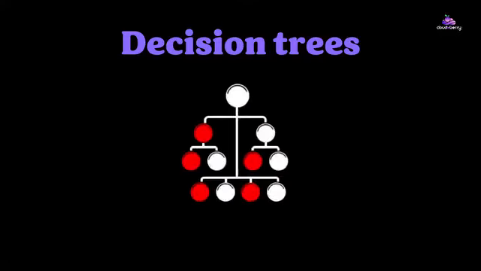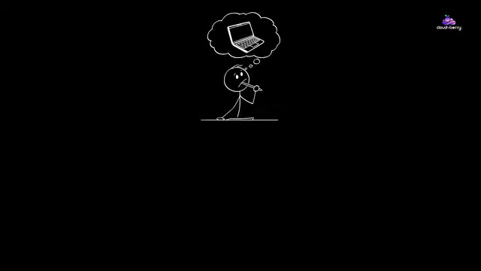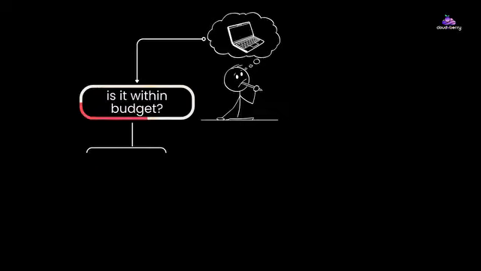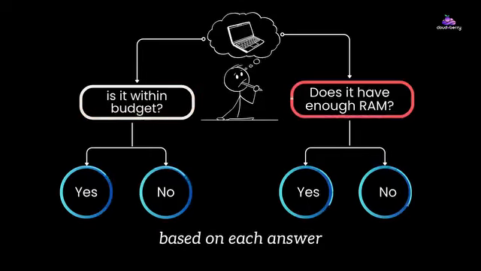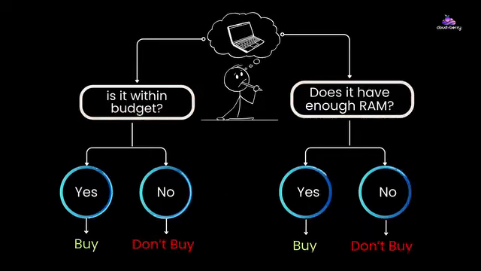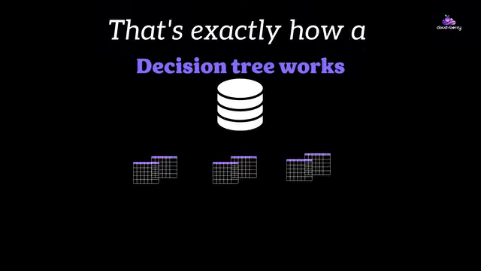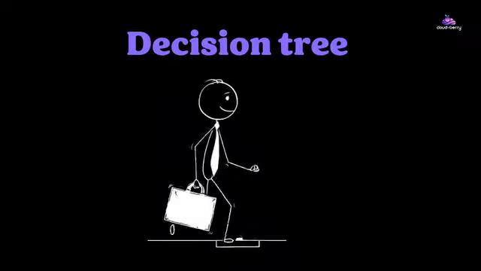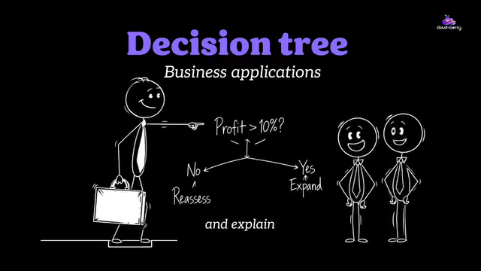Next comes decision trees, one of the most intuitive algorithms because it mimics how humans think. Imagine you're deciding whether to buy a laptop. You might ask questions like, is it within budget? Yes or no. Does it have enough RAM? Yes or no. Based on each answer, you move down a path until you reach a final decision. That's exactly how a decision tree works. It splits the dataset into smaller and smaller subsets based on conditions until it reaches a decision point. Decision trees are widely used in business applications because they are easy to visualize and explain to stakeholders.